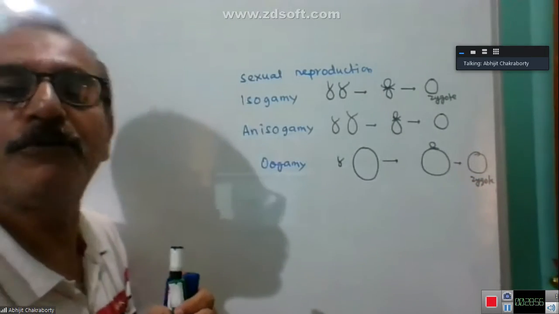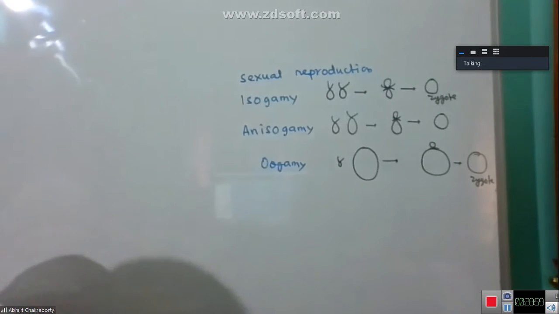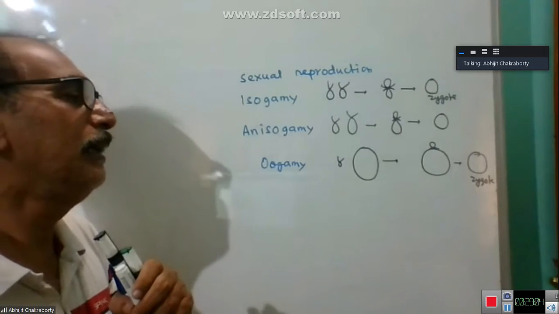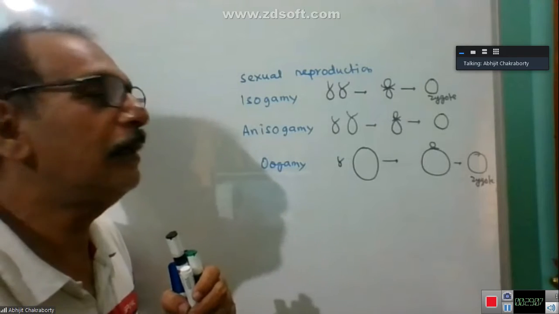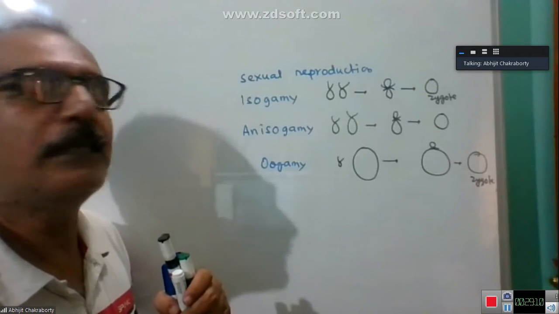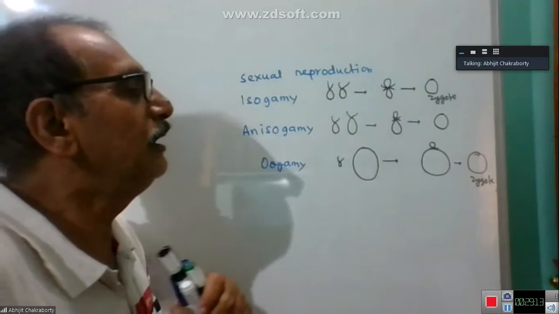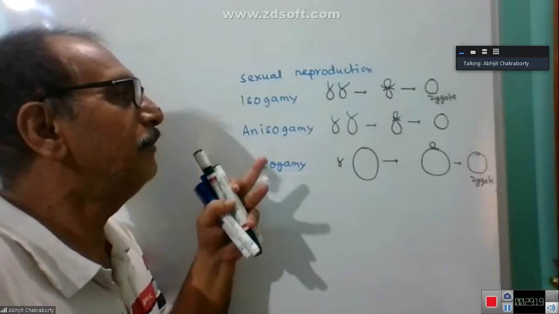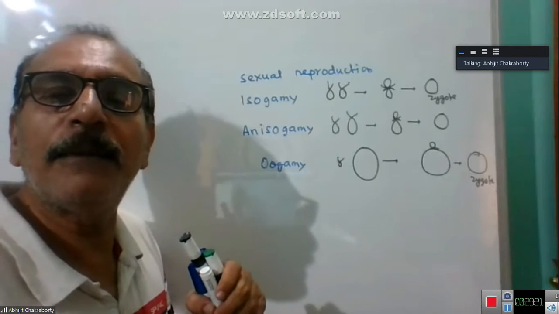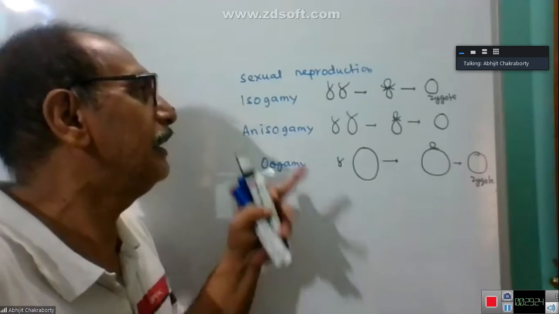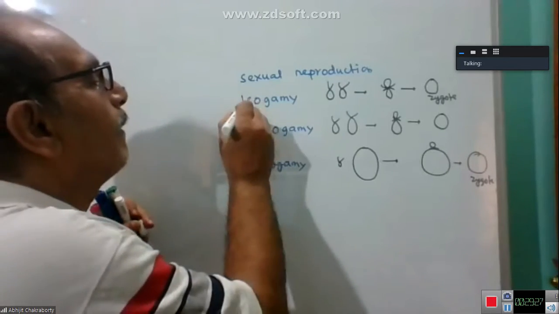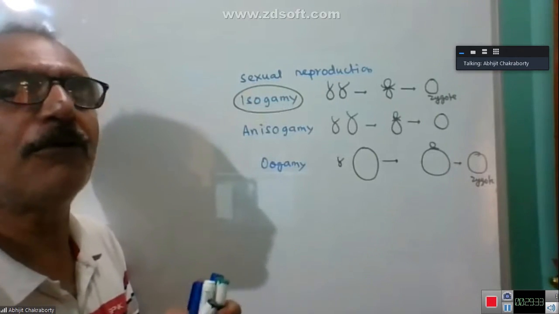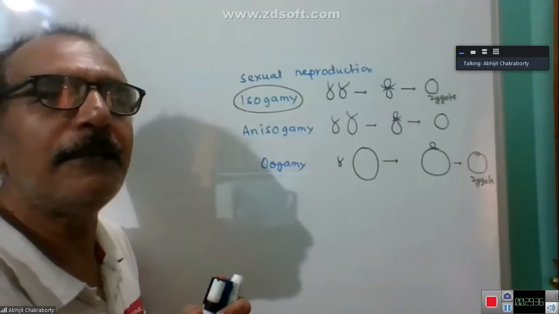So in isogamy, two gametes are similar in size and shape. In anisogamy, two gametes are dissimilar in size and shape. In oogamy, one gamete is very small and the other gamete, which is quite large, is sessile. In this way we get the zygote. Remember this: in isogamy, male and female gametes cannot be differentiated. In anisogamy and oogamy, male and female gametes can be differentiated.